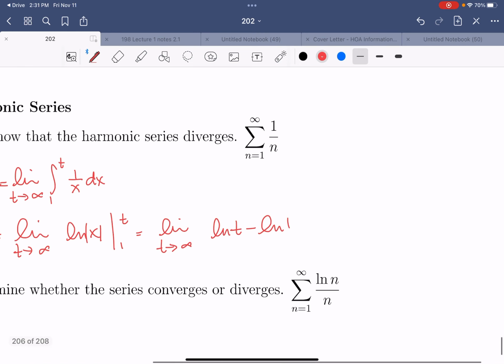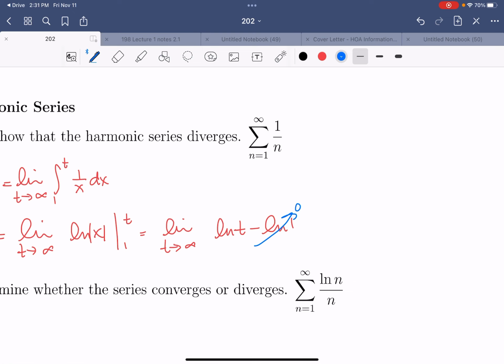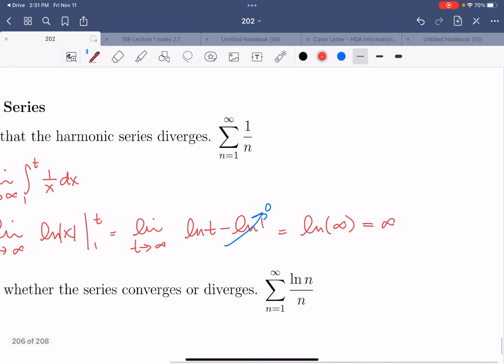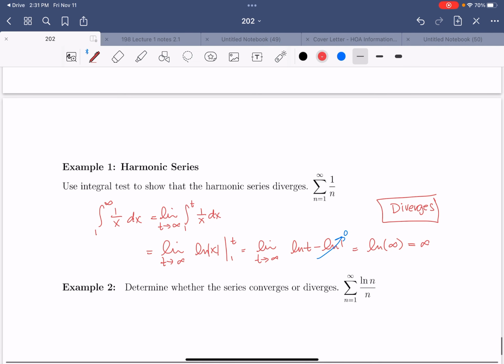We know that the natural log of 1 goes to 0. And so this is just the limit as t goes to infinity of natural log of t. So this is the natural log of infinity, which turns out to be infinity. And when our limit goes to infinity, we say both diverge. So the harmonic series diverges due to the integral test.